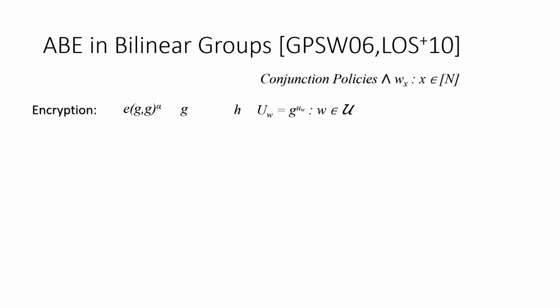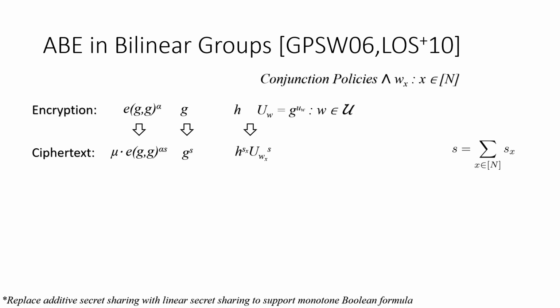group elements, and when you want to encrypt a message, you embed this message: you pick this secret exponent s, and you just blind the message by this one group element. Then you want to encode this secret s in a couple more places so that, at decryption time, you can actually recover this message.